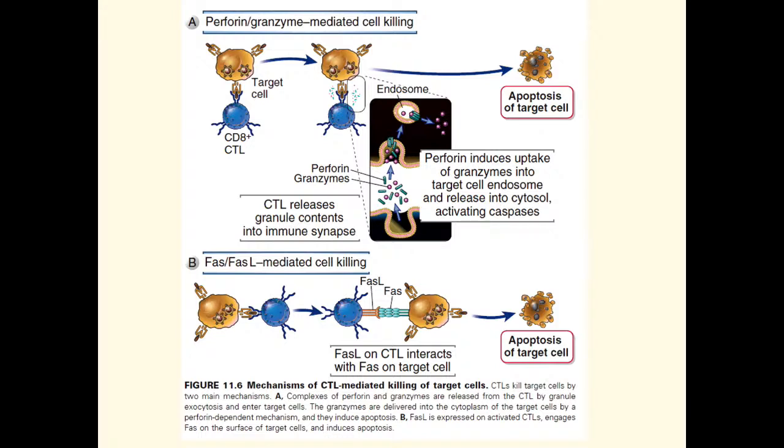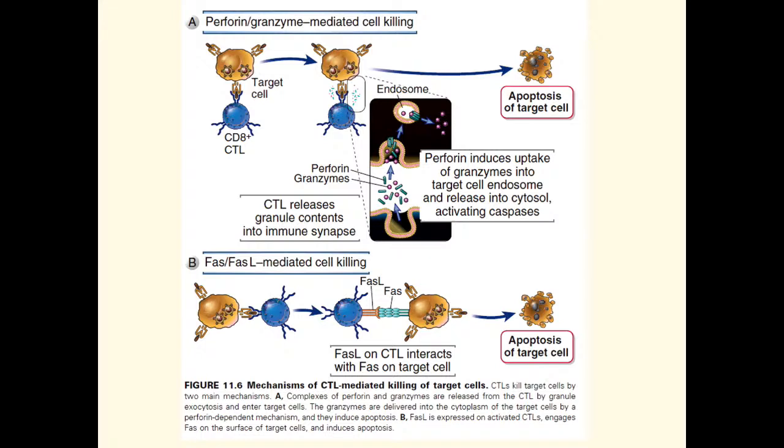So firstly, we have the granule dependent pathway, which is mainly mediated by perforin and granzymes, leading to exocytosis of those granules, delivery to the target cells, and activation of apoptosis of the target cells. And the other is the Fas or Fas ligand pathway, which is granule independent. So why do we need this Fas and FasL pathway?